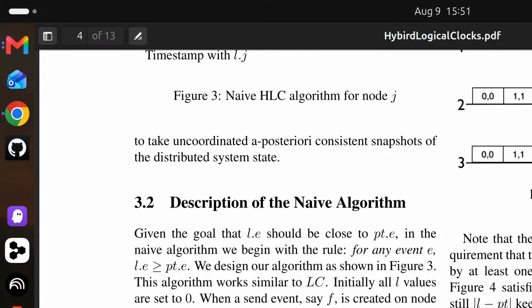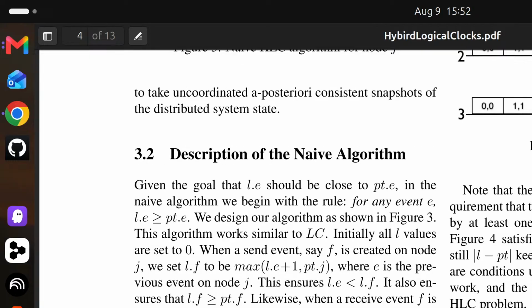Okay, of the L of the send event. This ensures that L of e is less than L of f and L of m is less than or equal to L of f. The send event must be less, and both are less, right? It is easy to see that the algorithm in figure 3 satisfies the first two requirements in the problem statement.